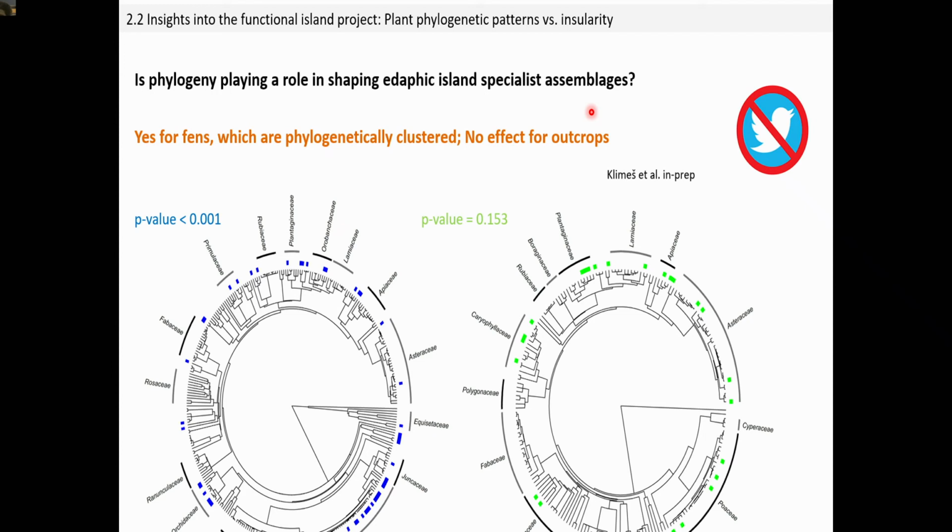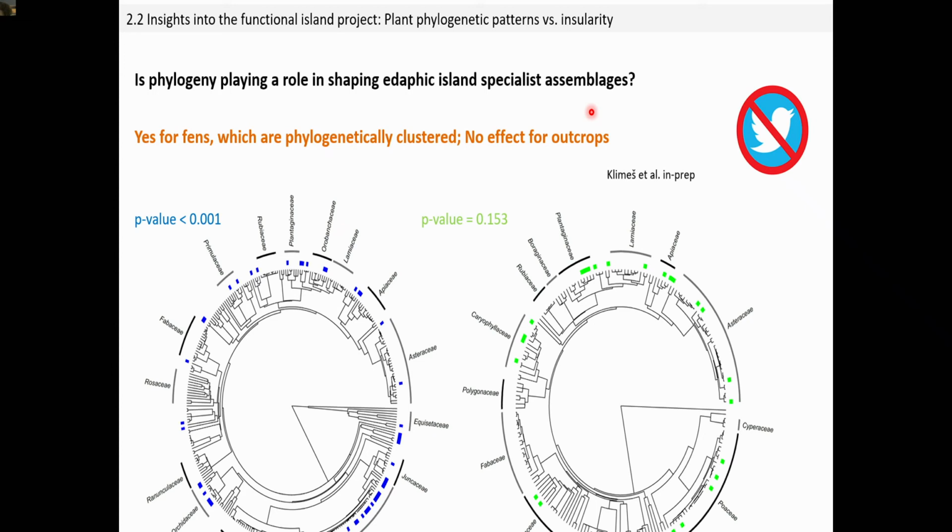No, this is not insularity. We are not saying insularity. Here we are saying this is the structuring of the edaphic specialist assemblages. But you're interpreting this through the lens of insularity, and I'm saying I don't think insularity has anything to do with the differences you're seeing here. No, I agree, and probably I didn't explain properly. Okay, so this is something else.